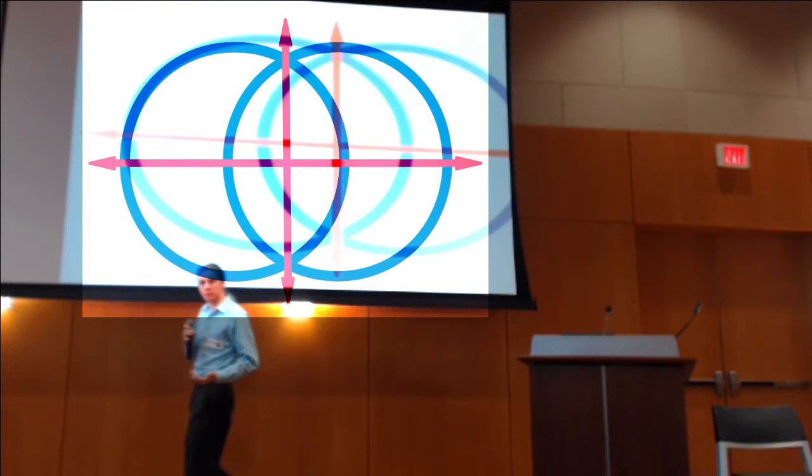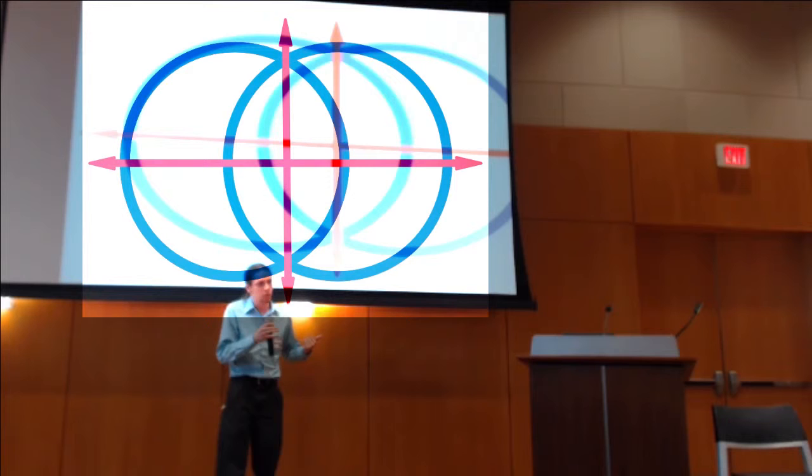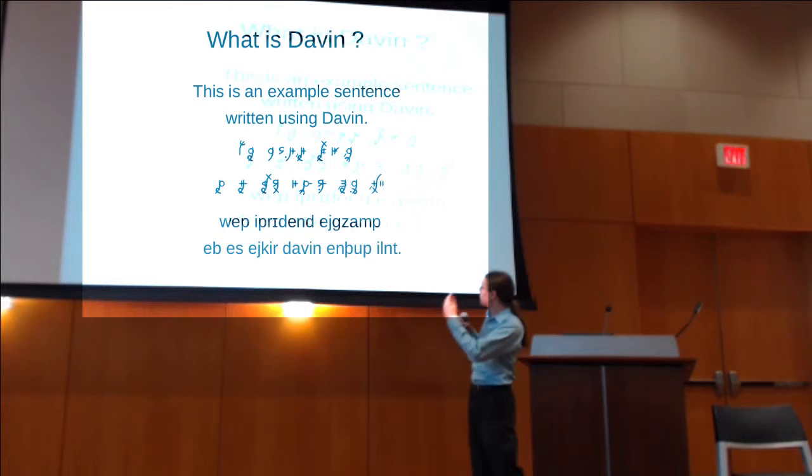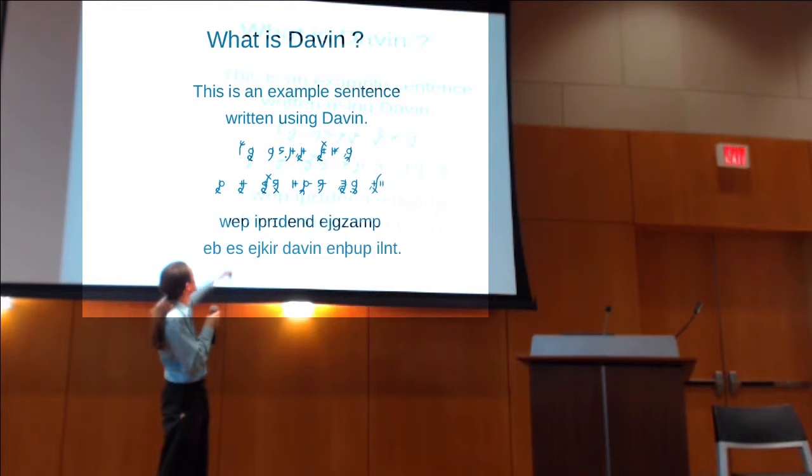The other really big influence is, I'm sure you've all heard of Loglan, which is, of course, a logical language. And therefore, this language is also kind of a logical language, but there are some differences. So here's a simple example sentence in Davin, with a little script written below it, and here's a phrase. This is actually a translation of "this is an example sentence written in Davin." It was basically developed whenever I was bored in a discrete mathematics course, which explains a lot about how it works.